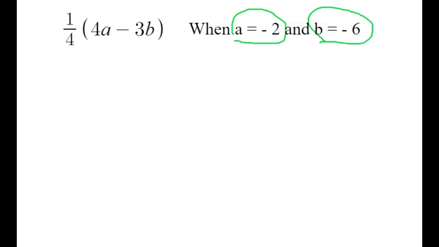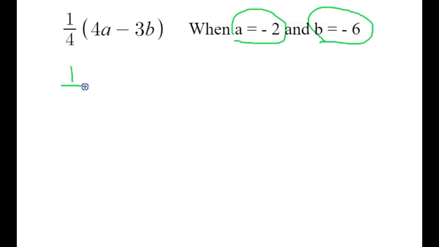This is very similar to your CR question. It's slightly different, but we're going to walk through it. In this problem, it says A has a value of -2 and B has a value of -6. So the first thing we need to do is substitute the value of -2 in for A and the value of -6 in for B.